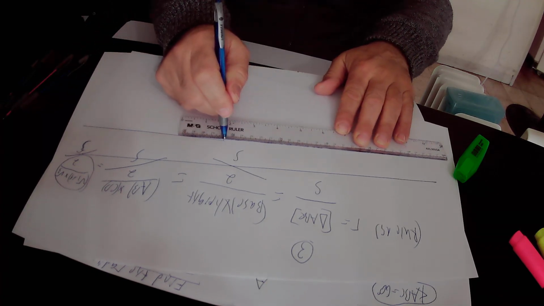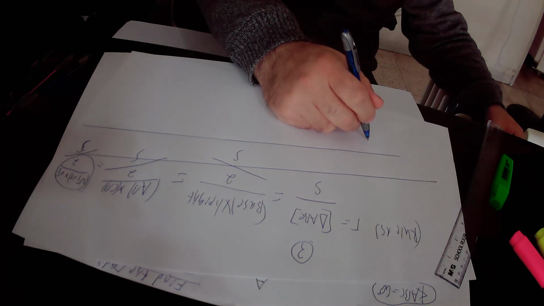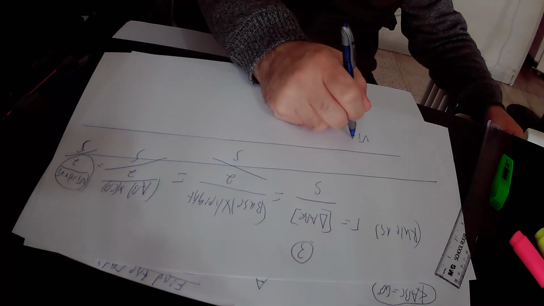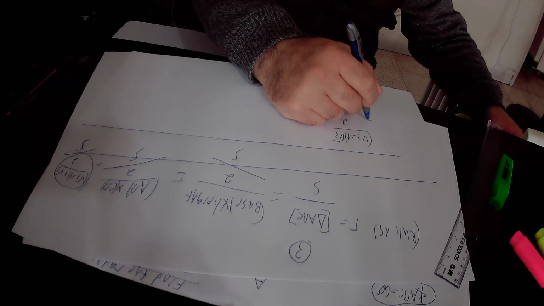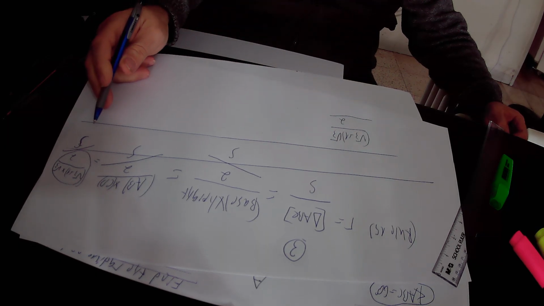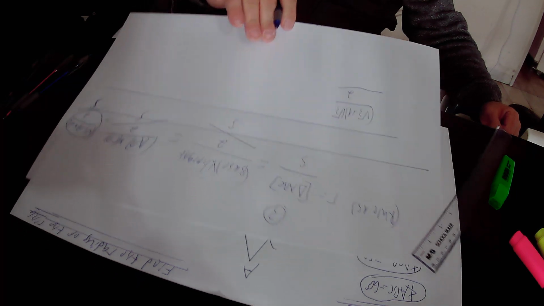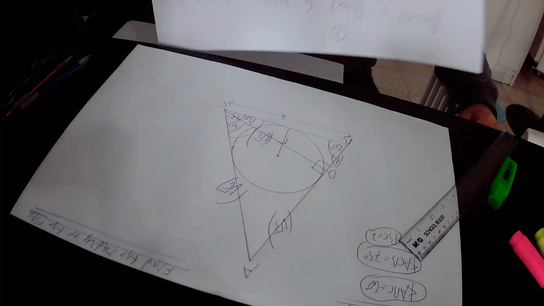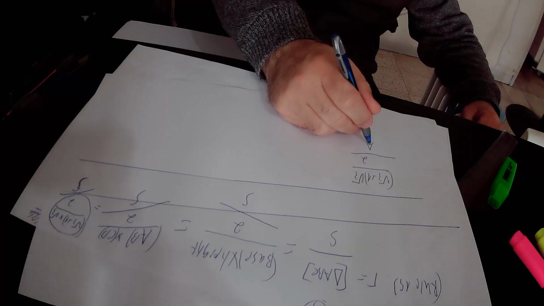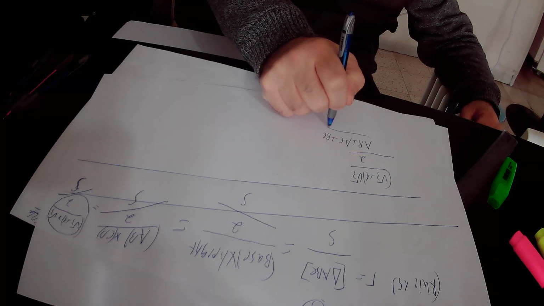So the radius R of our circle, the radius that we are looking for, equals the square root of 3 plus 1 times the square root of 3 plus 2, that is the area of triangle ABC, divided by S. S is the semi-perimeter of the same triangle ABC. And the semi-perimeter S equals the perimeter over 2. The perimeter of triangle ABC equals AB plus AC plus BC, divided by 2.